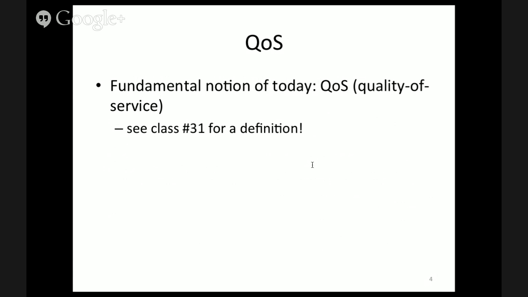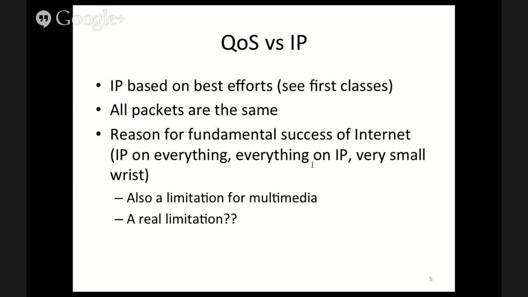It is not actually class 31 that you should be looking for, but the one of last week, in which we discussed the quality of multimedia. So, we all know that IP is based on best effort. In an IP network, all packets are treated the same. There is no difference between packets belonging to different applications, and the routers cannot distinguish between packets that come from different applications.